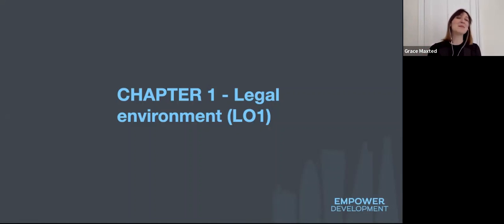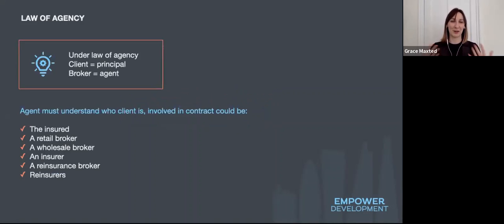So chapter 1, I've limited myself to a few slides here, just looking at the key areas for the regulatory and the legal environment. We're looking first and foremost at our old friend, the law of agency. Most of you will remember this from your certificate level. You're looking at the normal setup, the tri-party relationship: the client normally takes the role of the principal, but the broker will always be the agent.